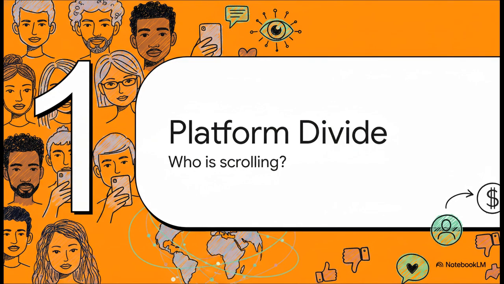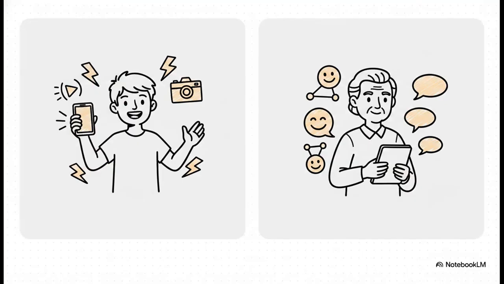Section 1. The generational platform divide. Who is scrolling? So there is this massive generational divide in how these systems target us. Youth between 15 and 24 heavily favor Instagram and TikTok, really relying on those platforms and their favorite creators for news and entertainment. And this is exactly where hidden advertisements thrive. Influencers are incredibly good at seamlessly weaving sponsored posts and undisclosed product placements right into their everyday vlogs.